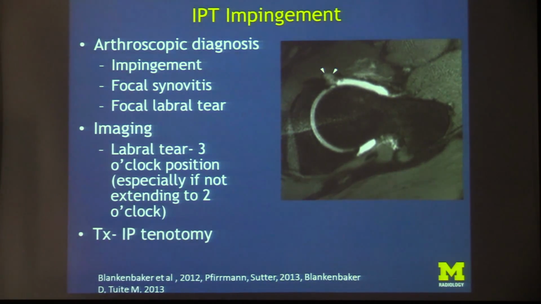However, if on the MR arthrogram you see an isolated labral tear at the 3 o'clock position without superior extension, with or without associated signal abnormality of the iliopsoas tendon and synovitis, you can raise the possibility of iliopsoas tendon impinging, pulling on that labrum, causing a labral tear. And the treatment here is tenotomy, basically, releasing that tendon.